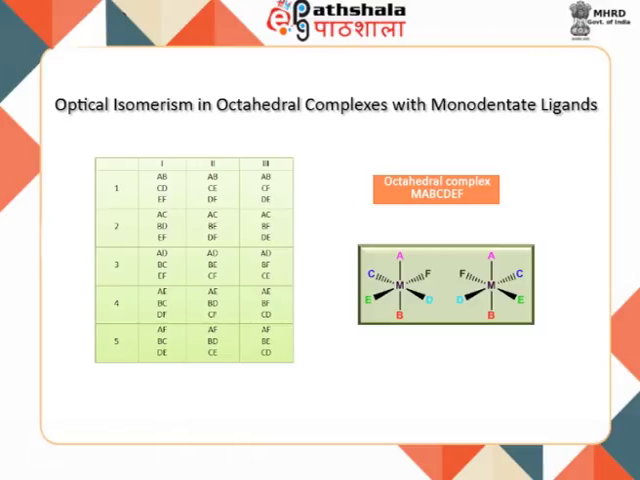Thus, this complex will have 15 chiral diastereomers. Now each of the 15 diastereomers is disymmetric and will have a non-superimposable mirror image, or enantiomer. Consequently, a total of 30 stereoisomers are possible for this complex.